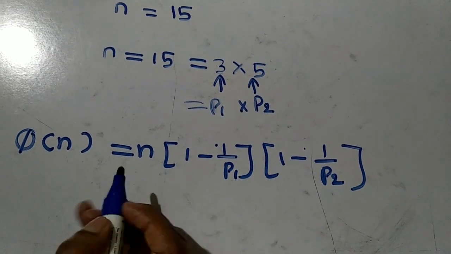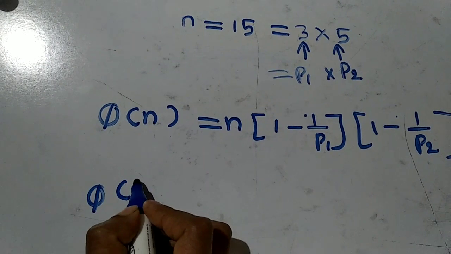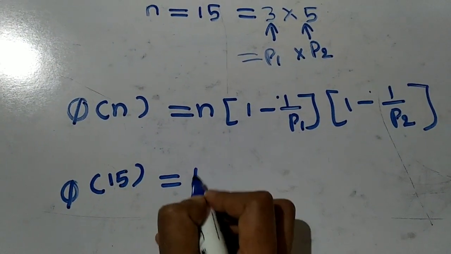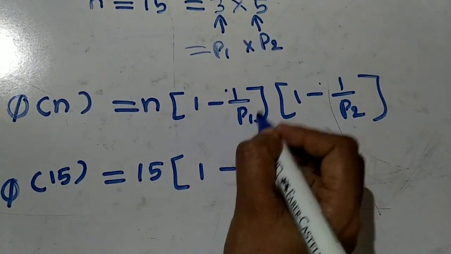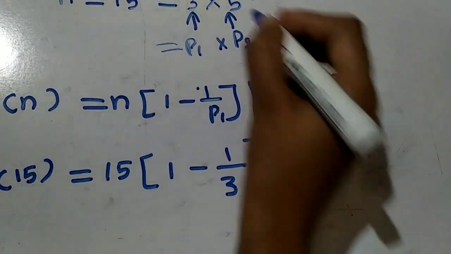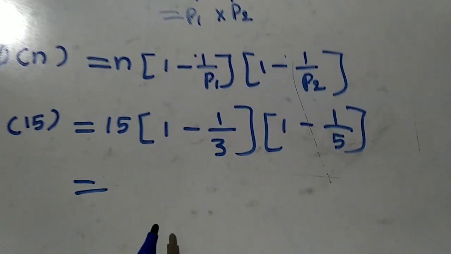Okay, so after that what do we have to do? Just replace n. Our n is 15. So n is 15. So 1 minus 1 by p1, where p1 is 3. Then my p2 is 5. So just simplify this one.